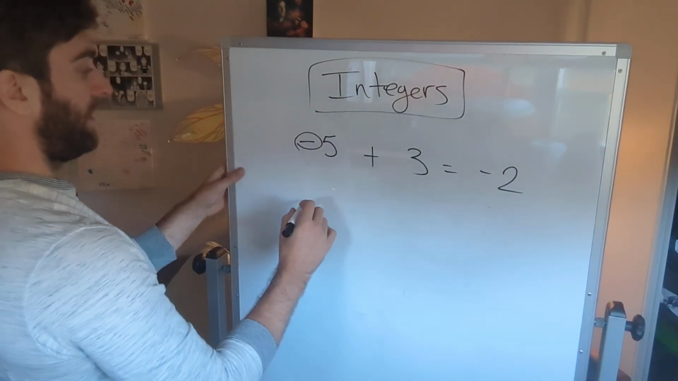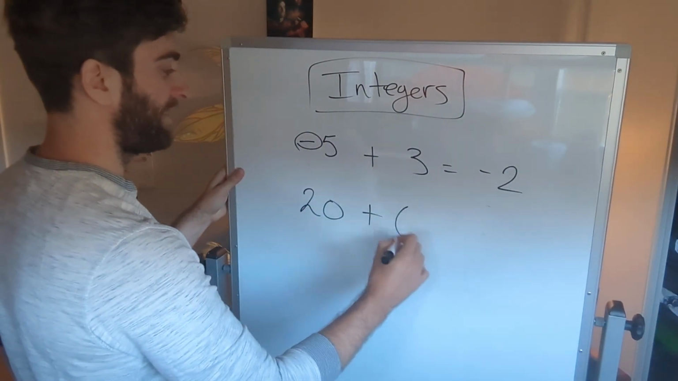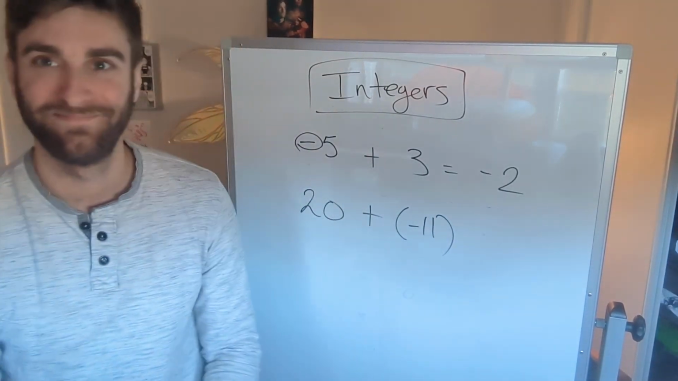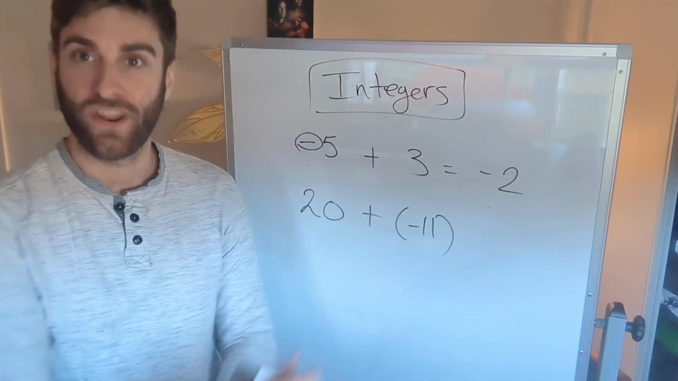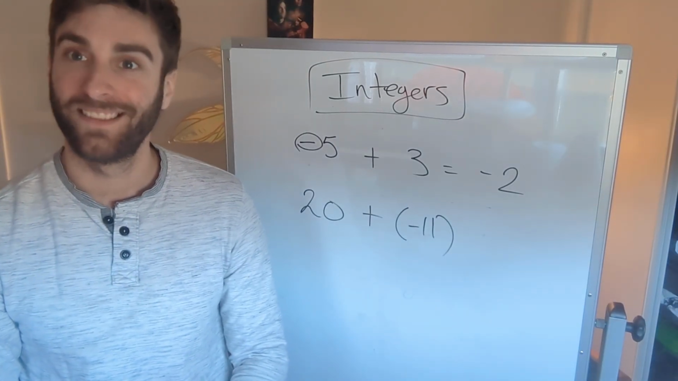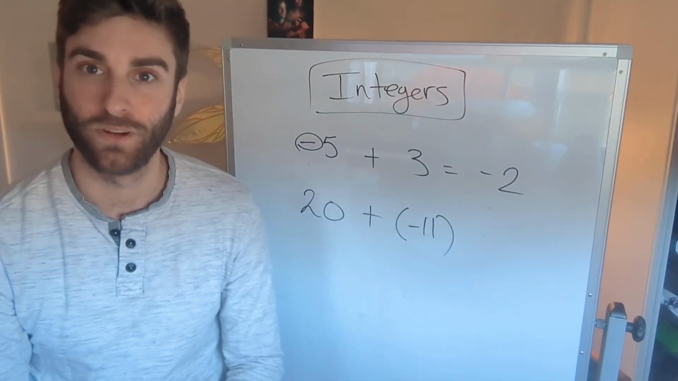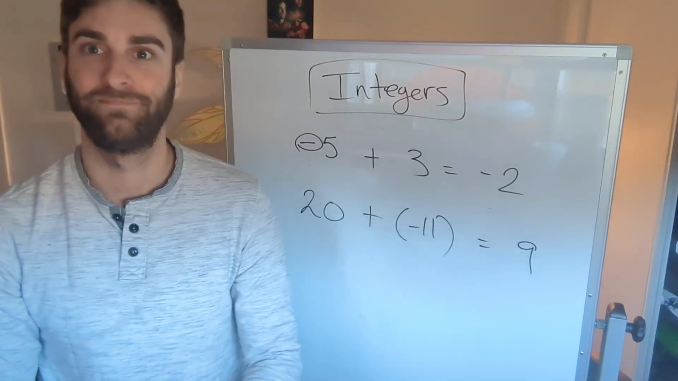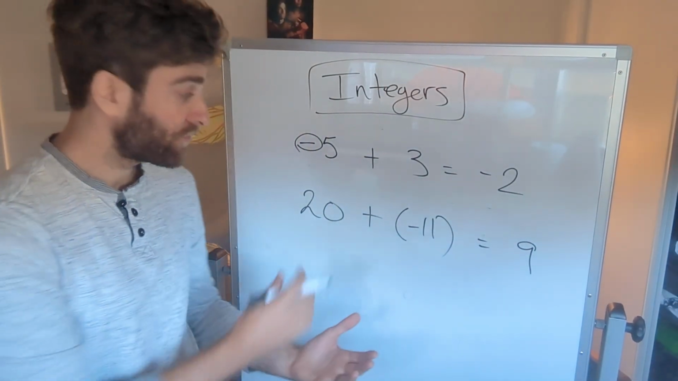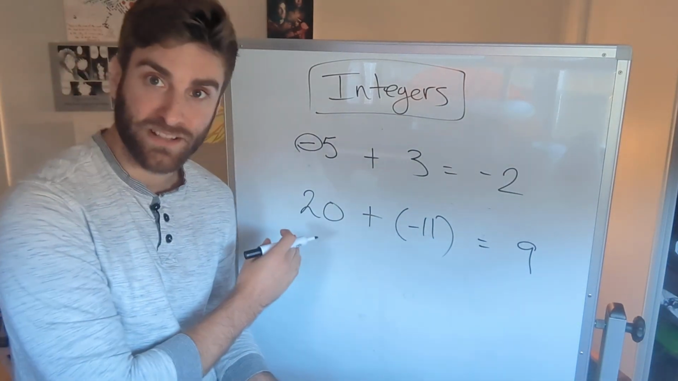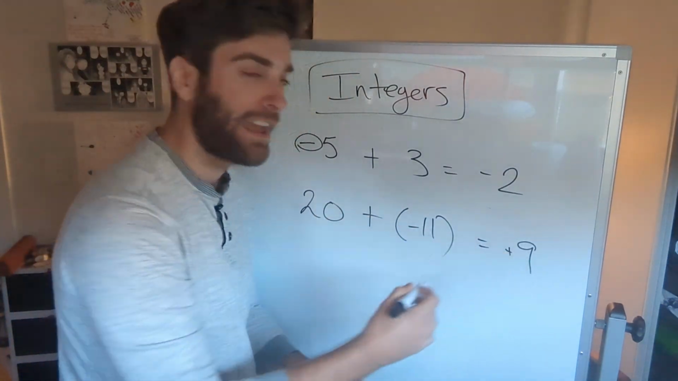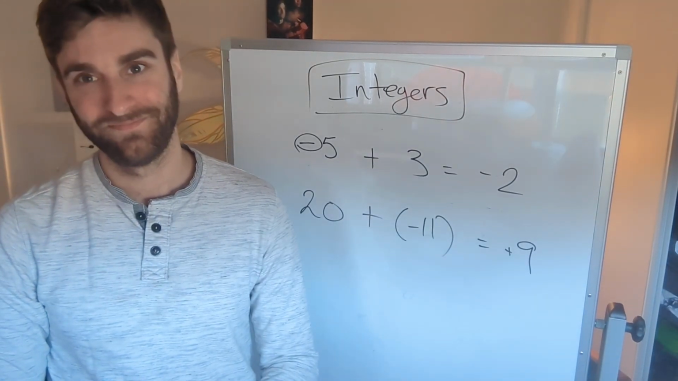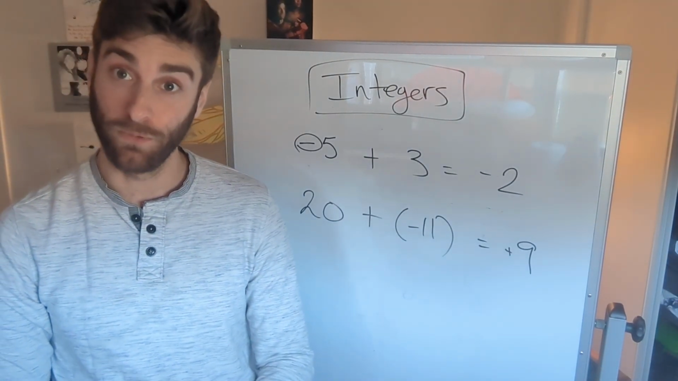Let's say it is 20 plus negative 11. 20 plus negative 11. Same thing, we subtract the two numbers. 20 minus 11 is 9. Which number is bigger, 20 or 11? 20 is bigger, so we keep the sign, and I can even write a little plus there. Plus 9. Okay. You ready for the big one?